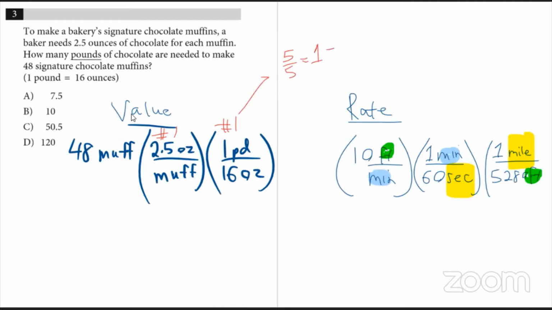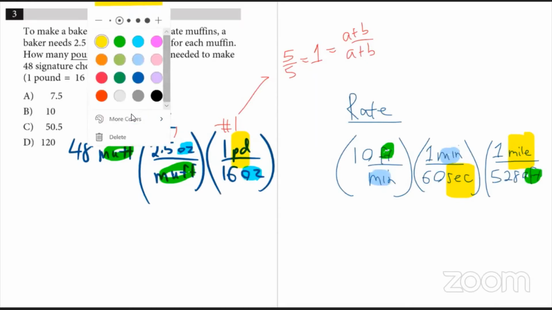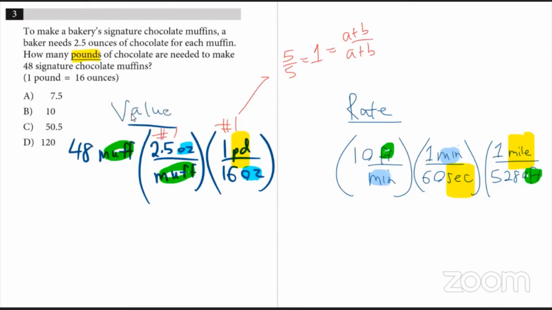So it's a pervasive theme throughout the SAT. You may see complicated situations which are essentially asking you to realize that (A plus B) over (A plus B) is also the number 1, or something more complicated. So we take advantage of the fact that when you multiply by 1, nothing happens. So muffins cancels with muffins, ounces cancels with ounces. The only unit remaining is pounds, which is perfect because the question asked us how many pounds are needed.